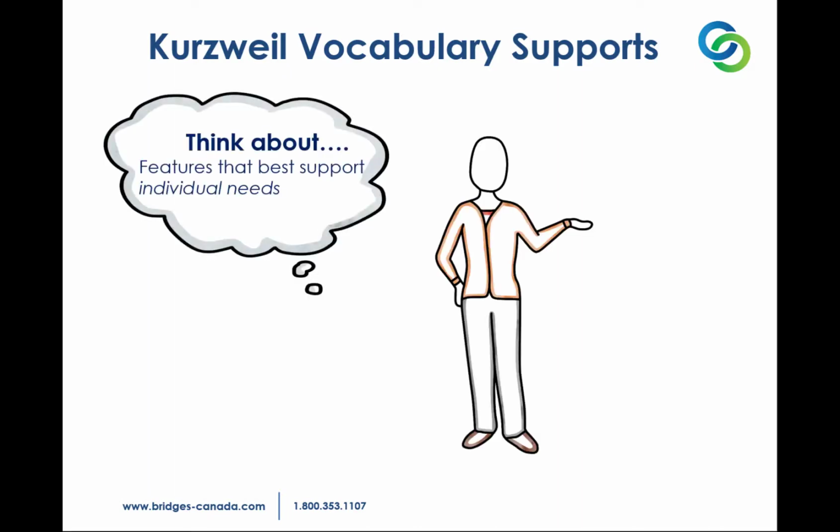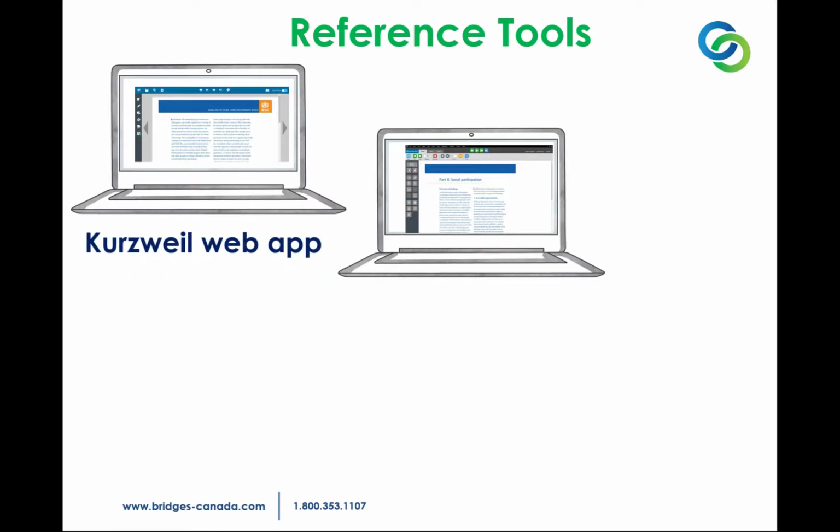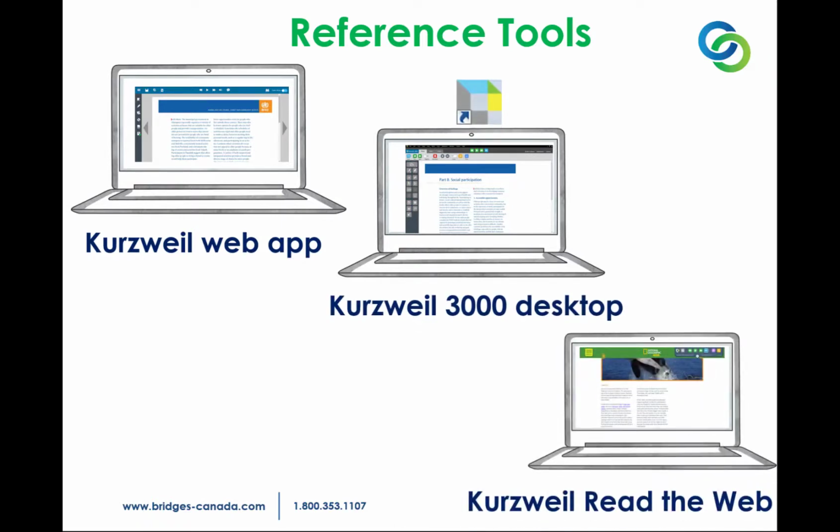Students need to consider their specific learning needs as they select the feature that best supports vocabulary knowledge while reading. The tools in Kurzweil allow a reader to access features for different considerations. Let's have a look. We'll examine the reference tools in the Kurzweil web app, desktop app, and Read the Web, and demonstrate how to use each feature to support vocabulary knowledge.